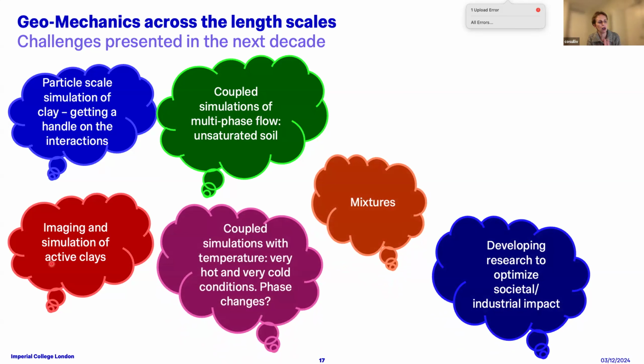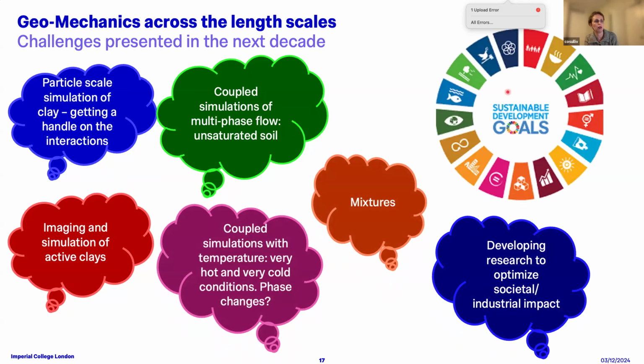And then how do we develop our research to make sure that we have a societal impact or an impact on industry? We want to be thinking about things like the SDGs, and really, we're civil engineers. These are the things that we should be targeting, having an impact on these.